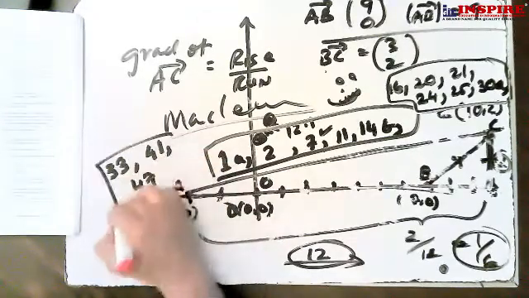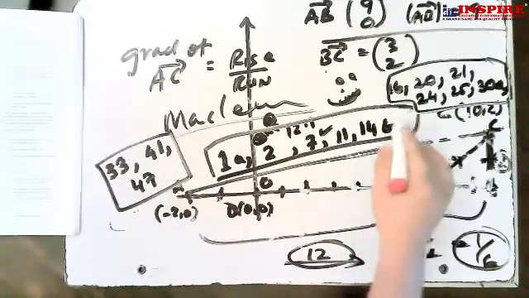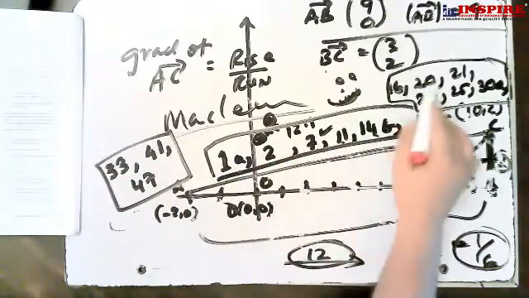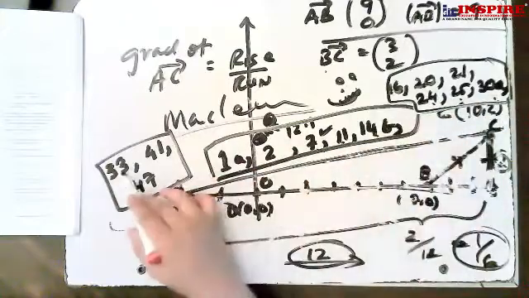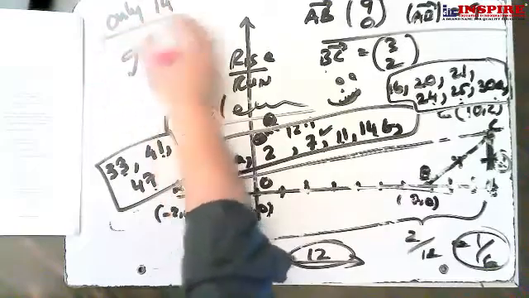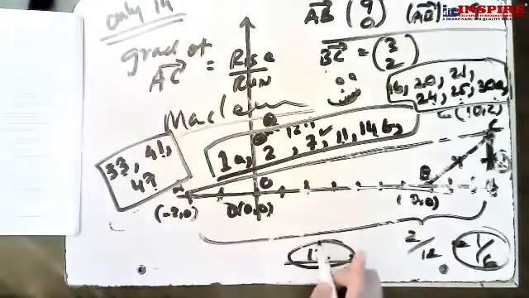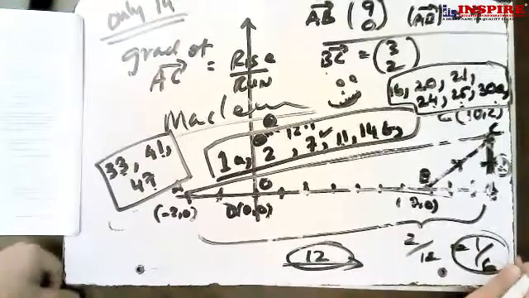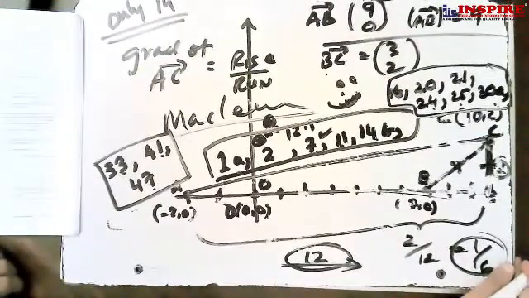So the 3 boxes here. 1, 2, 3, 4, 5, 6, 7, 8, 9, 10, 11, 12, 13, 14. Only 14. But the parts I've told you, you can't go and do any other level. Okay? Is that clear?